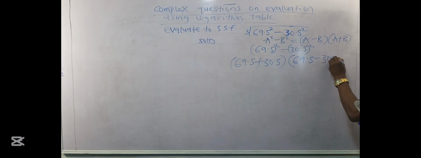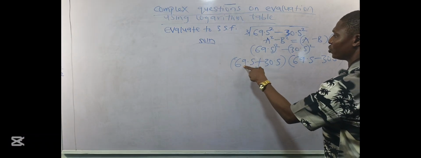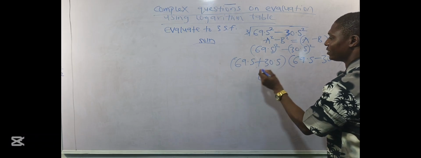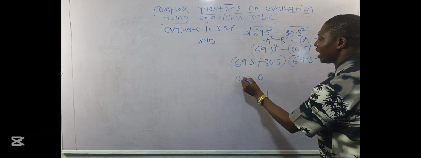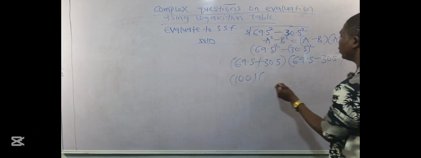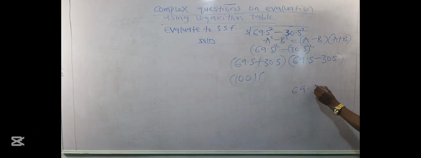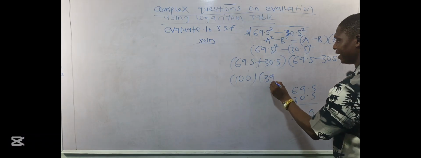69.5 minus 30.5. Now 5 plus 5 is 0, carry 1, plus 9 will give me 10, plus 0, 10, 0 again, carry 1, and 3 plus 6 is 9, plus that 1, 10. So I have 100.0, which is the same as 100. And I'll do the same for the other. I have 69.5 minus 30.5. I'm subtracting 5 minus 5, 0, 9 minus 0, 9, and 6 minus 3 is 3. So I have 39 here.